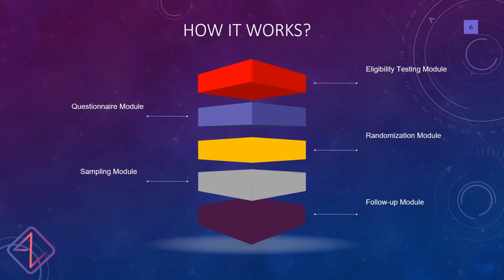Z-DataCloud has 5 main modules: Eligibility module, Electronic questionnaire module, Randomization module, Sampling module, and Followup module. Each module will be briefly explained in the next slides.